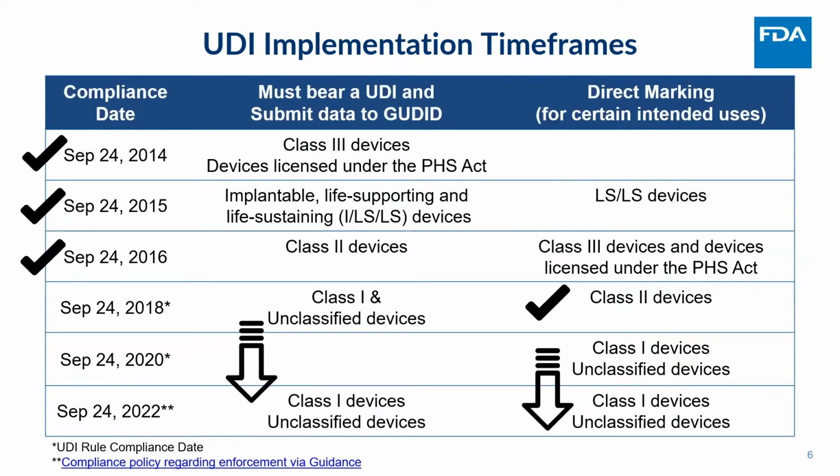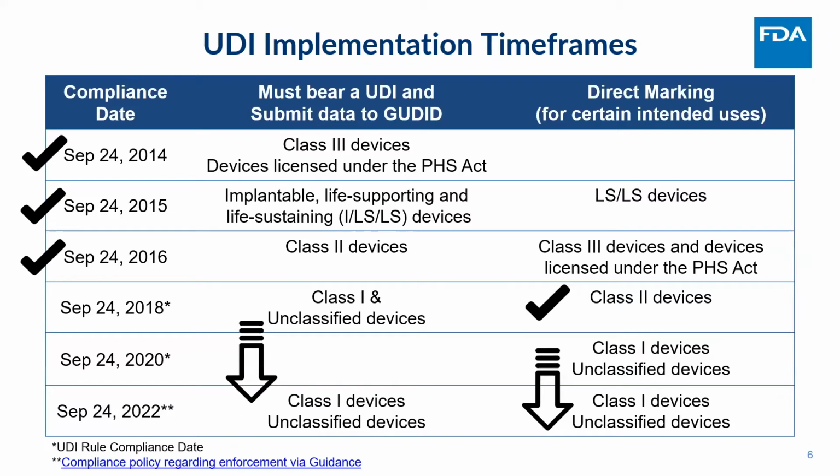The UDI rule established implementation timeframes based on device risk class. So class 3 devices had to comply with the requirement in the beginning, followed by class 2 devices, which we have successfully completed, thanks to all the device labelers and manufacturers out there who've spent enormous amounts of resources putting the UDI on the label and putting the information in the Global Unique Device Identification Database.